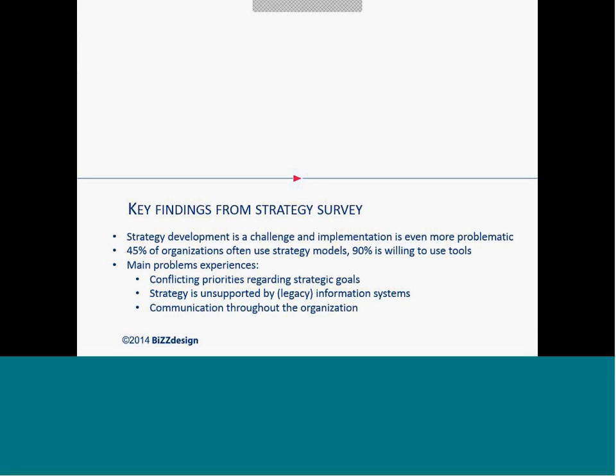Some key findings from our strategy survey. We found that strategy development already is a challenge, but implementing a strategy is an even bigger challenge. Many organizations are willing to use tools, even though only about half of them really use some tools. The problems that are experienced are conflicting priorities, due to the legacy that exists in organizations, and, really the main issue, the communication of the strategy.